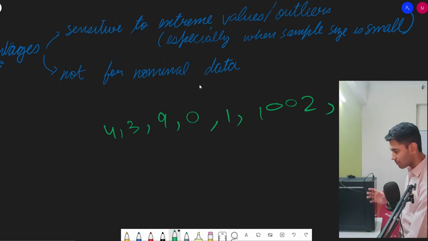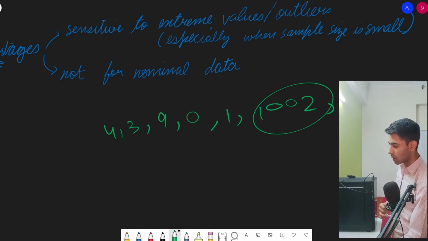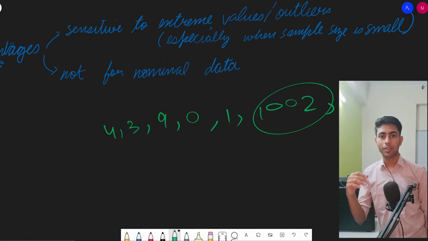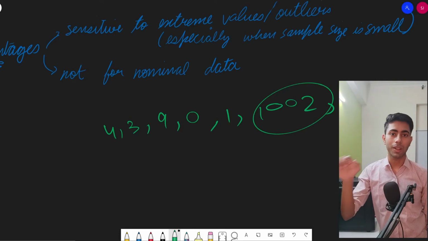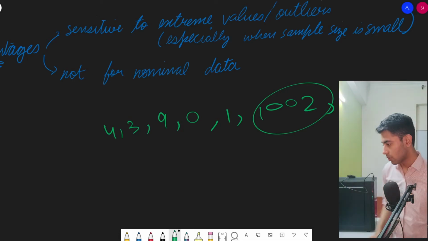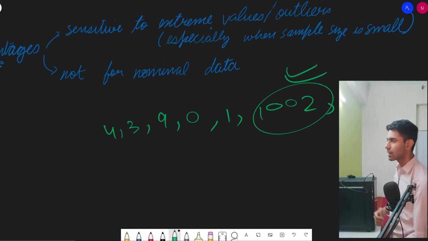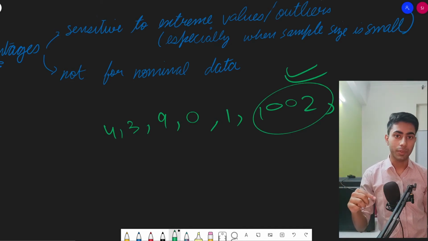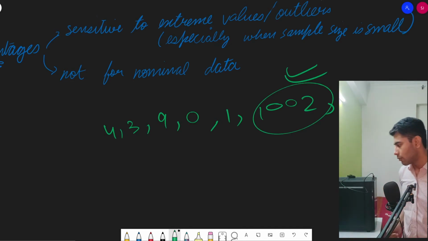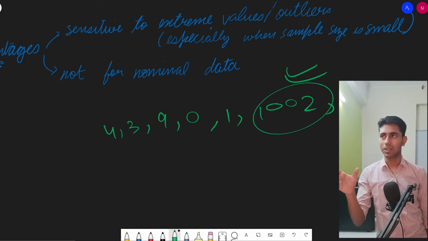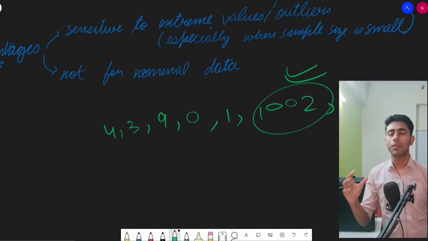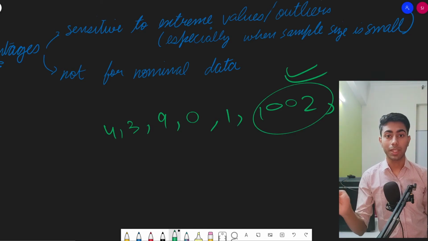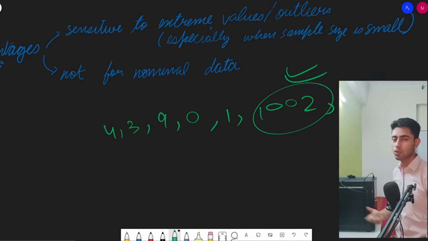Here you can see that in this data this is the odd one out. So whenever in a data set there is an odd one out present, then that odd one out value is known as an outlier. So here this is my outlier. So whenever in a data set there is an outlier present, we don't use mean, we use median. We will deal with that whenever we discuss median in a video, not in this one. But you have to remember that whenever in a data set there is an outlier present, we don't use mean, we use median in most of the cases.